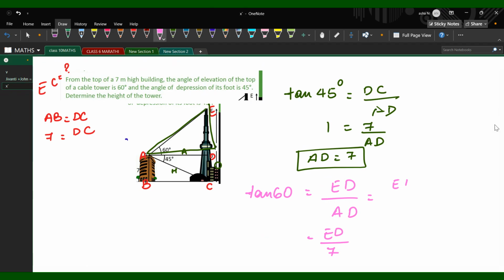Yeah, tan 60 is root 3. So I think we can find out now. Root 3. So what will be ED? Cross multiply, 7 root 3. Yes, ED will be 7 root 3.